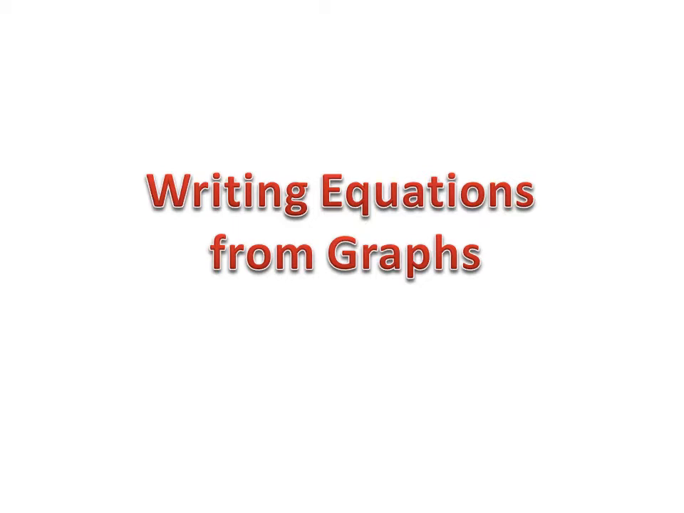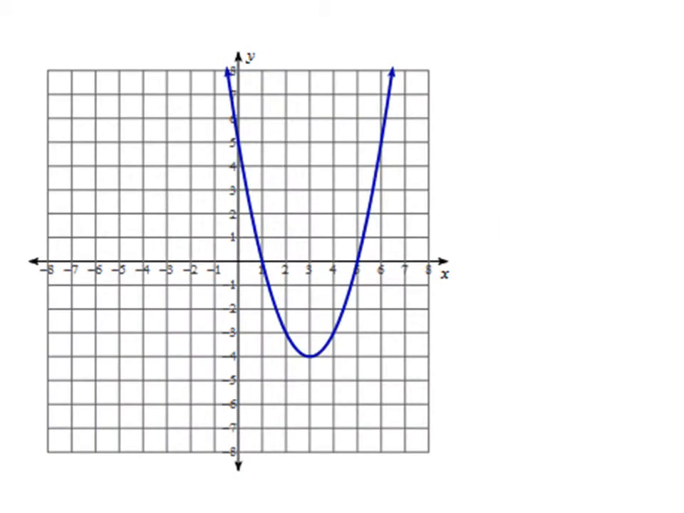Okay, today we're going to learn how to write an equation given a graph. So let's take a look at a graph. We know it's a parabola, so we know that it's going to be some sort of an x squared equation. So the first thing you want to do is locate your vertex. Well, looking at this graph, you can see your vertex is at 3, -4.